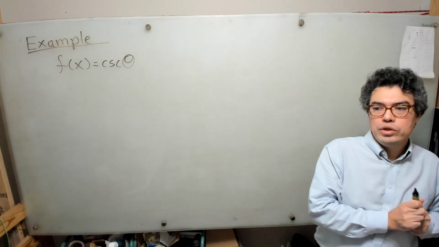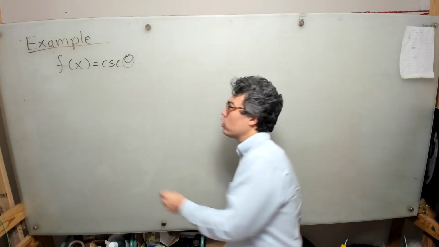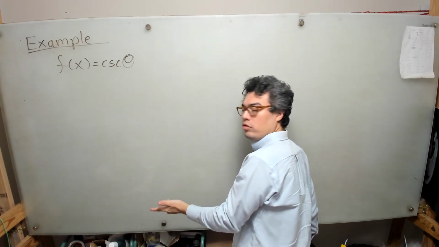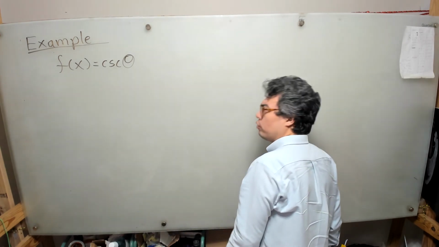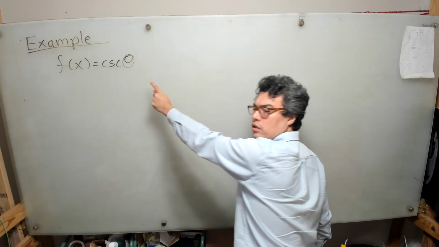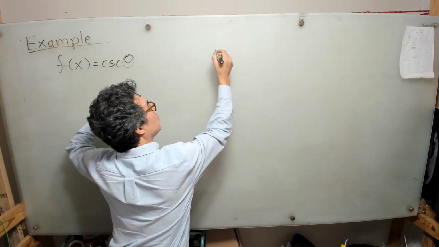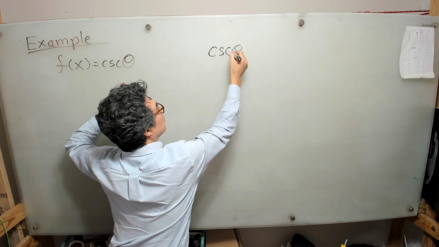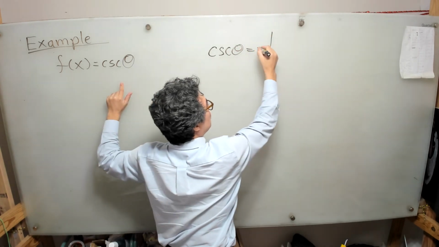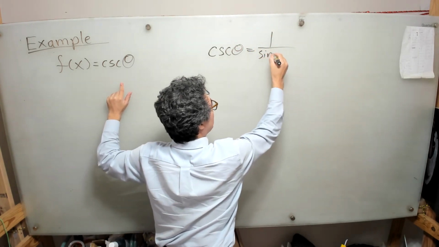So now what we're going to do is investigate the graph of the cosecant theta. We're going to draw the graph of the cosecant theta, right? So the first thing we need to think about is what is the cosecant of theta as a function? The cosecant of theta is equal to 1 divided by the sine of theta. Okay?